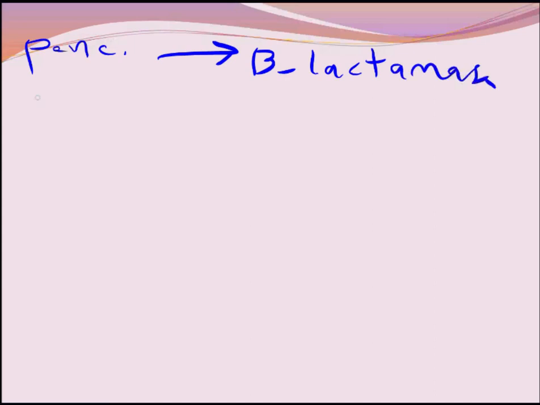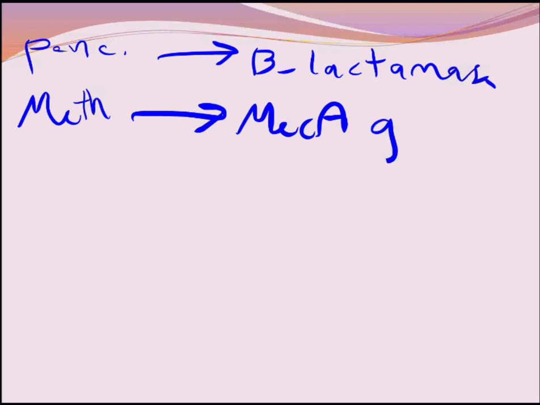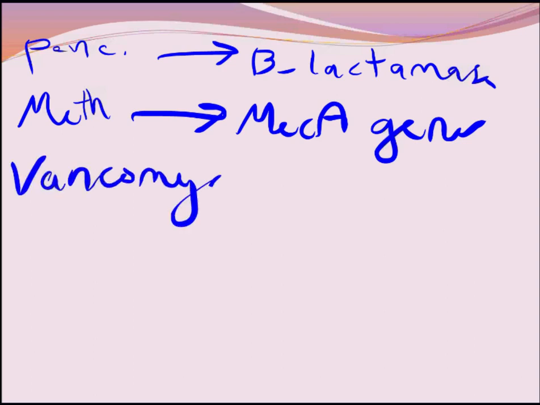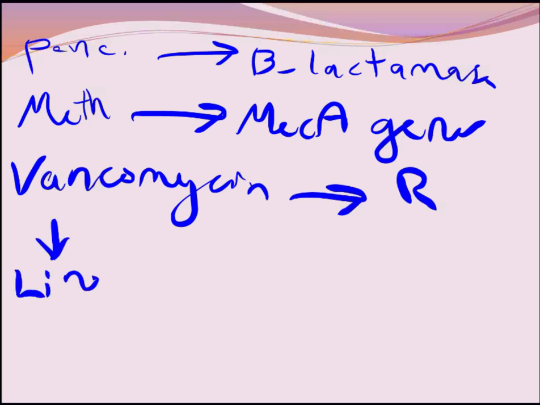Second, in case of resistance to penicillin, we use methicillin, oxacillin, and nafcillin. The microorganism developed resistance by having a mecA gene, which causes the formation of altered penicillin-binding protein 2A, and the microorganism becomes resistant to this antibiotic. After that, vancomycin was introduced, but even to this drug, some strains become resistant. So, as the last line, we have linezolid and daptomycin used for treatment of vancomycin-resistant cases.